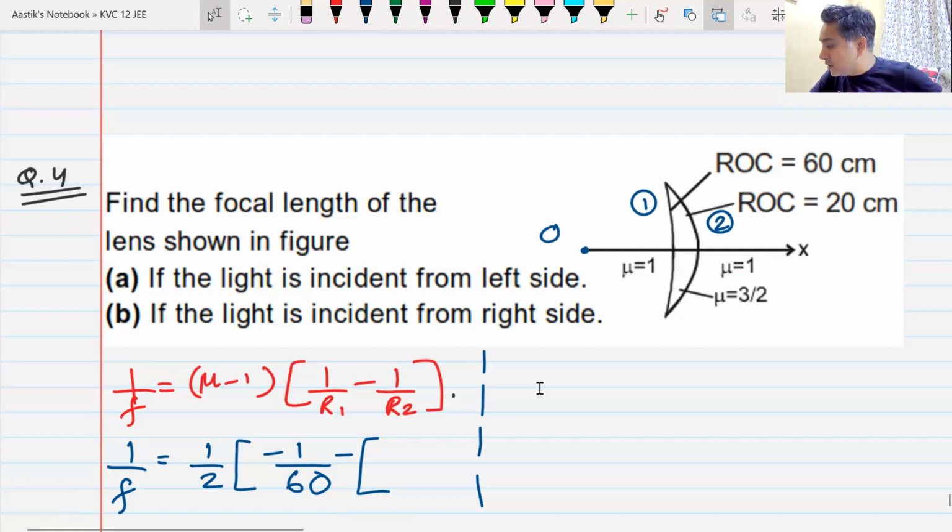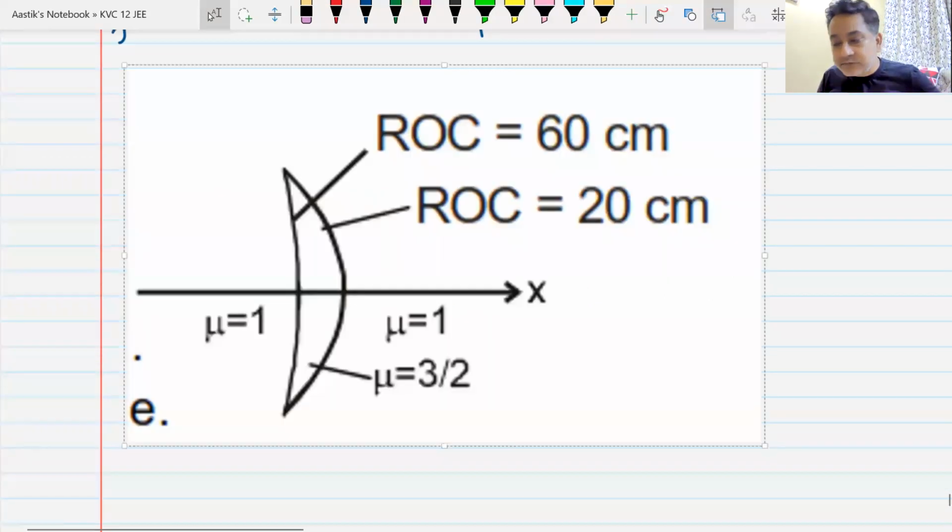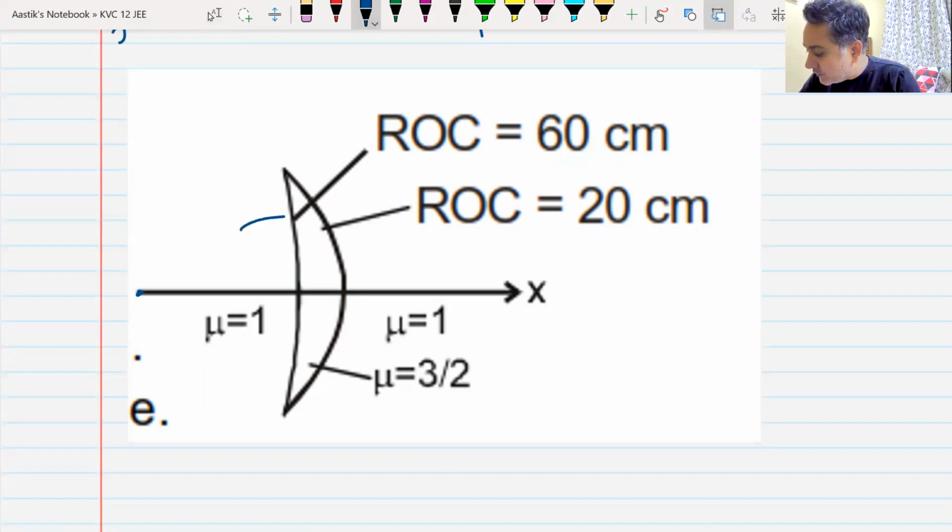Look at the bigger diagram. This is a bigger diagram. The same thing. Look at what we have here. If I come from here, this surface is concave. Yes or no? The other surface, light is coming from here. The other surface is also concave. So both are negative. You all understand this? Both the surfaces are concave, my dear friends.